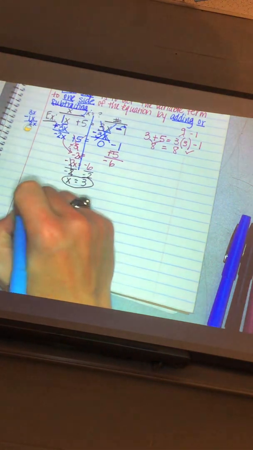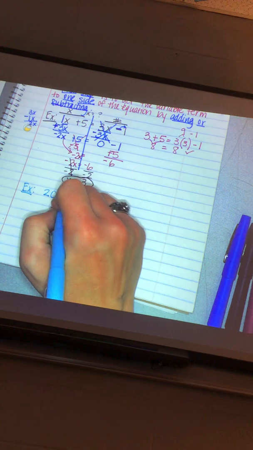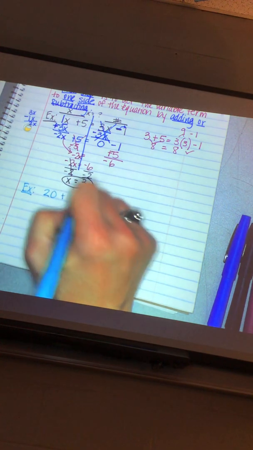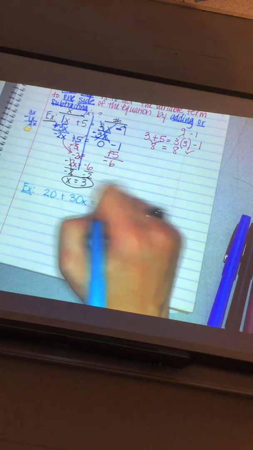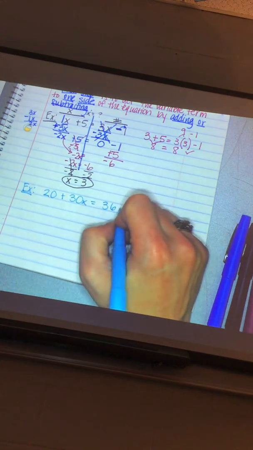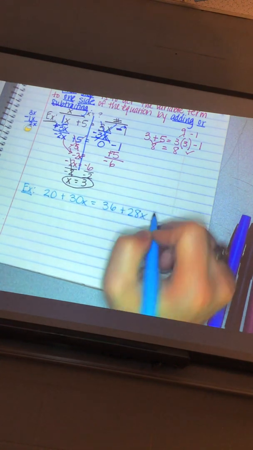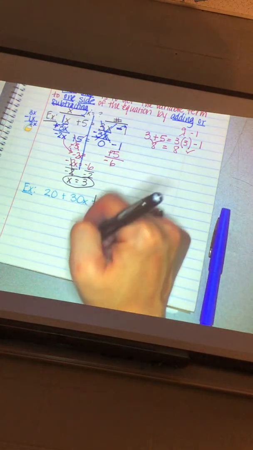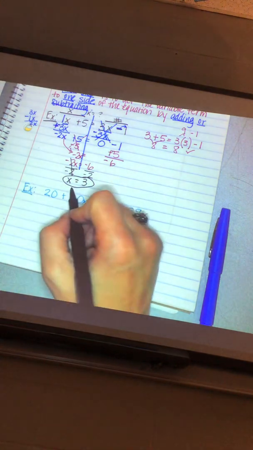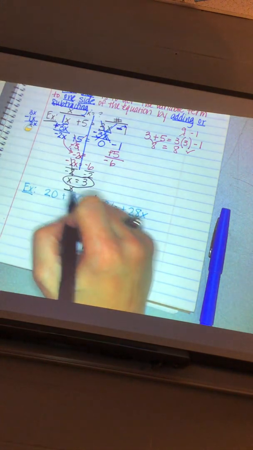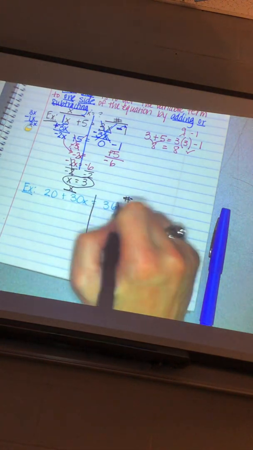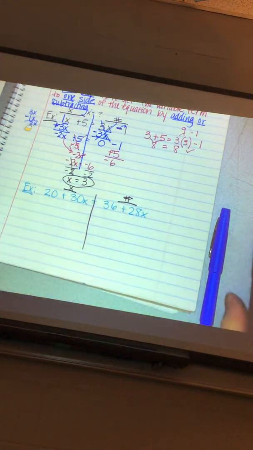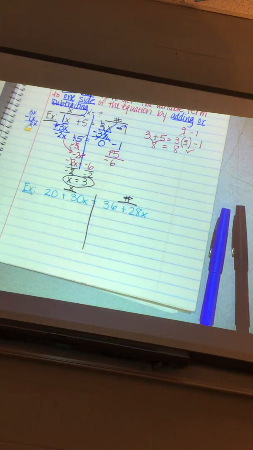20 plus 30x equals 36 plus 28x. All right, I'm going to go ahead and draw my line here so you can see the different sides. And if it helps you to know, let's go ahead and put our x's over here and our numbers over here. That's what sides they're going to.